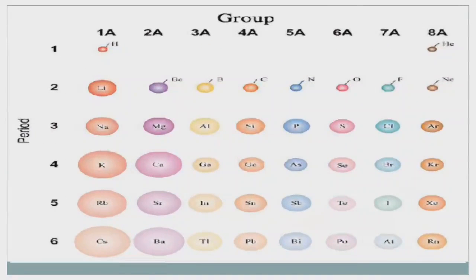Here we can see all the group elements from first A to 8th A. We can observe from top to bottom, atomic radius increases. In a group from top to bottom, atomic radius increases.